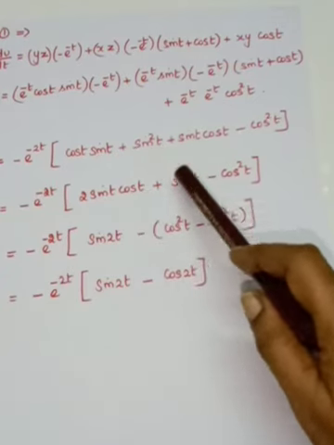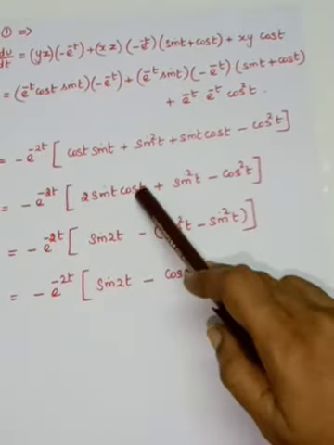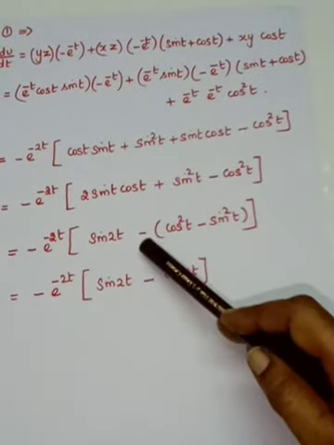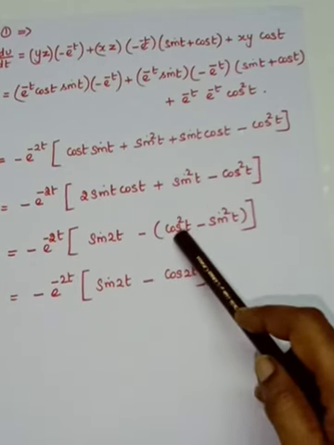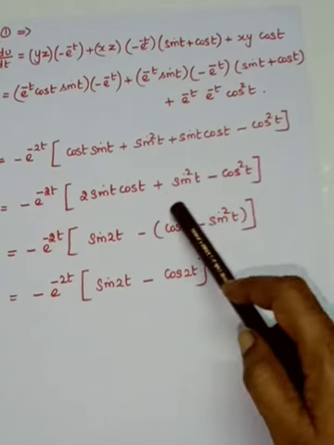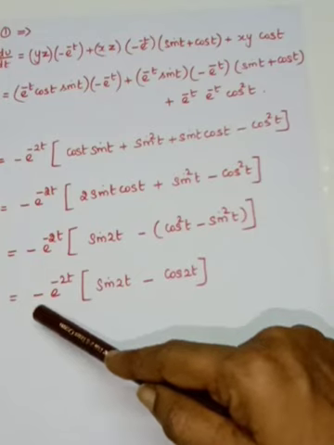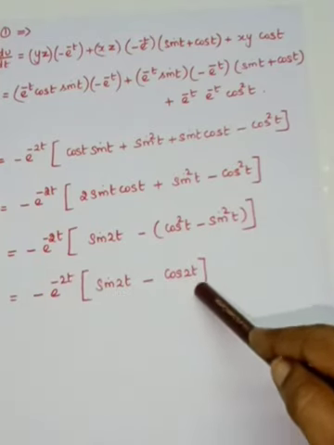So here the positive term is sin square t minus cos square t. So it's a formula of sin 2t. And from these two terms, if you take minus out, this will become positive. So cos square t minus sin square t. It is the formula of cos 2t. So therefore the answer will become minus e power minus 2t into sin t minus cos t.